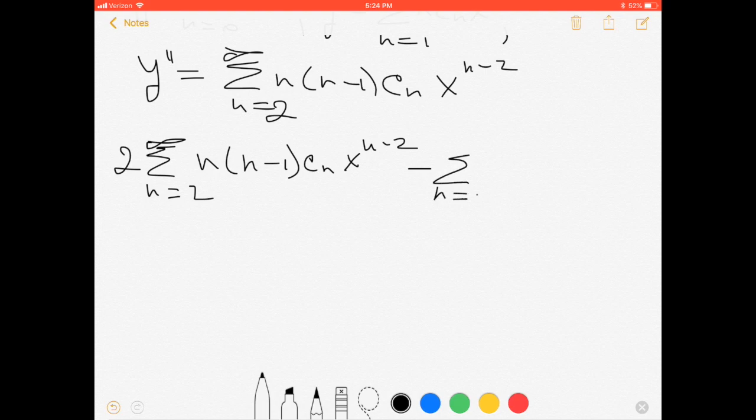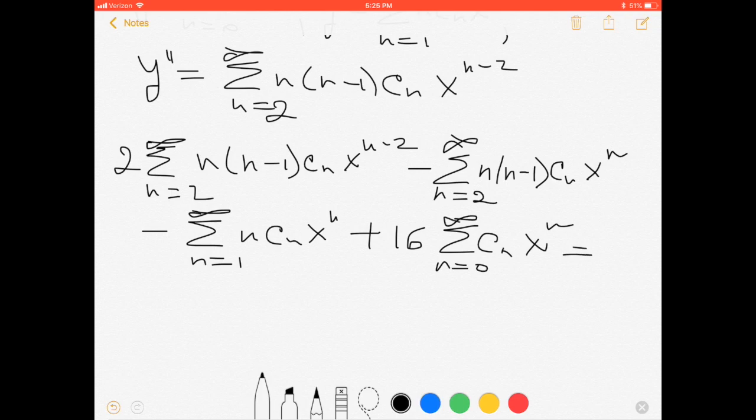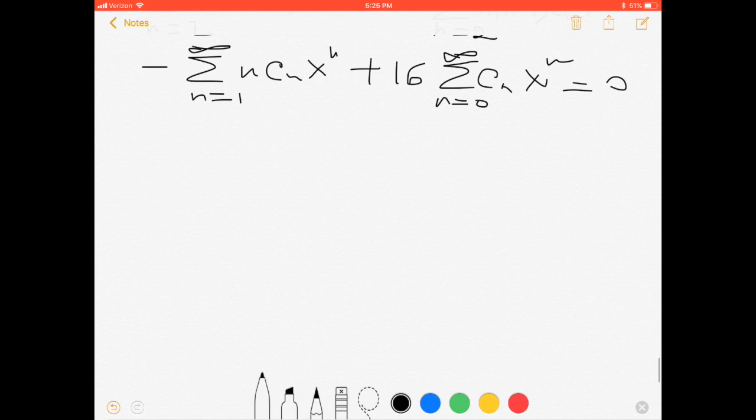This means we have the sum from n starting at 2 to infinity of n(n minus 1) Cn x to the power n. Then we multiplied x by the first derivative. It gives me minus the series from n starting at 1 to infinity of n Cn x to the power n, and plus 16 times your function, this means 16 Cn x to the power n, starting with 0 to infinity. Use the trick we did before.